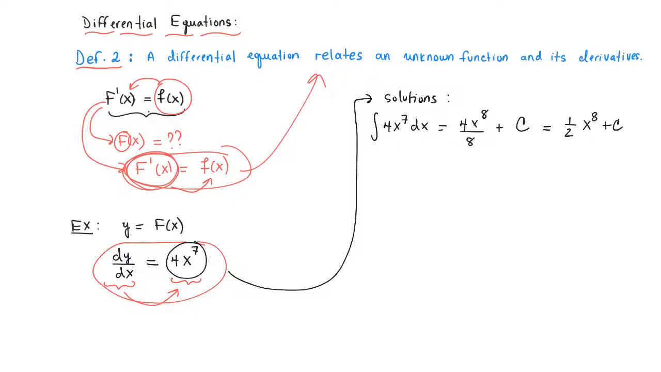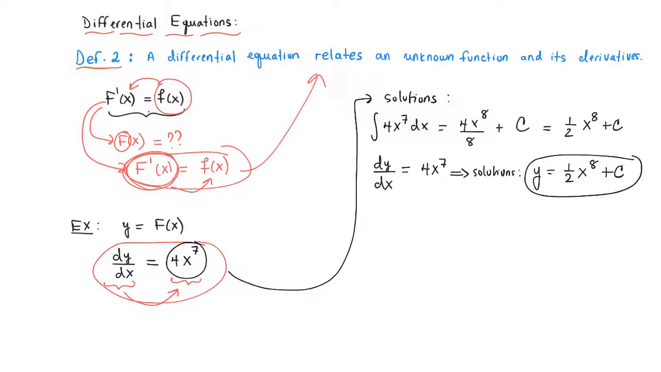So now I know that if I have the differential equation dy/dx equals 4x^7, then all solutions are going to be y equals 1/2 x^8 plus c. All of these functions, once I start changing the value of c, will give me this derivative. If I differentiate y, I am going to get 4x^7. So I found the solutions of the differential equation.